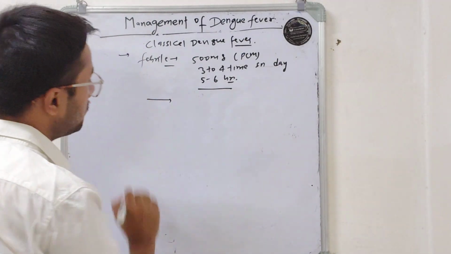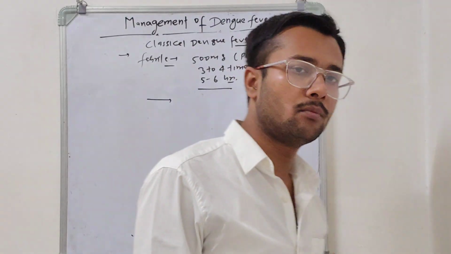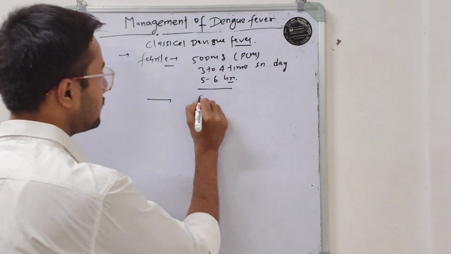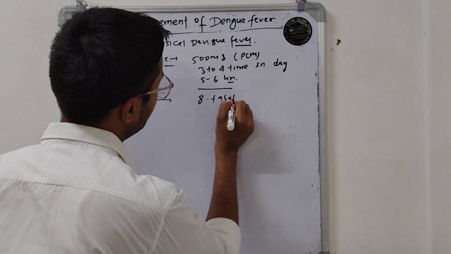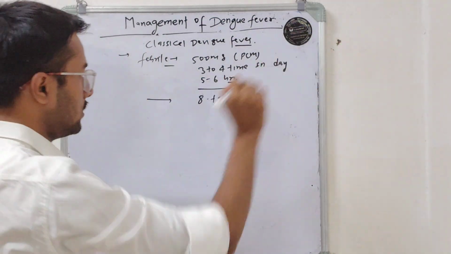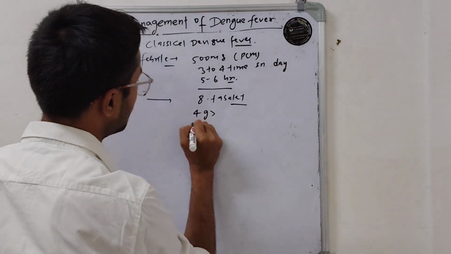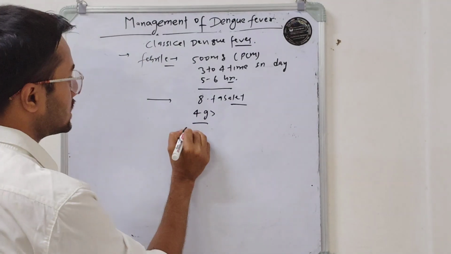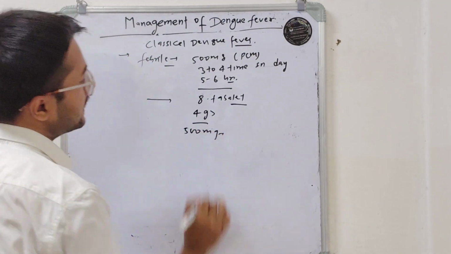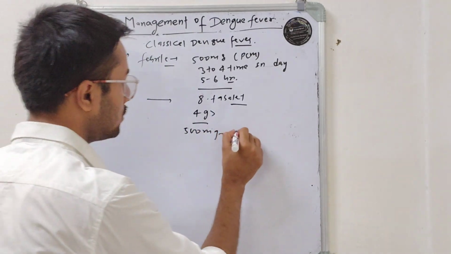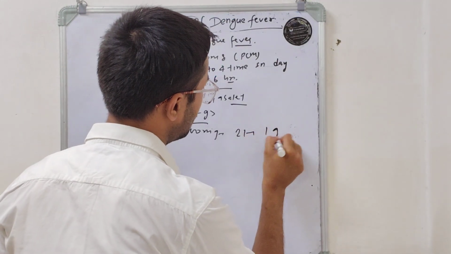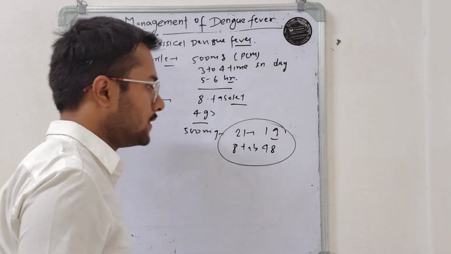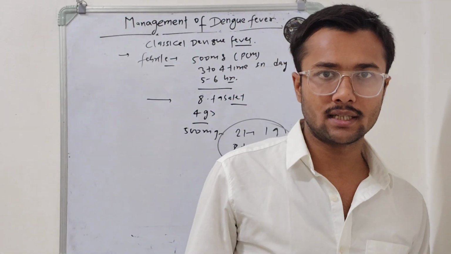So what is the maximum? How many paracetamol tablets can we give a patient at most? We give a maximum of 8 tablets, because beyond 4 grams there is a chance of paracetamol toxicity, and one tablet contains 500 milligrams. So if one tablet contains 500 milligrams, two tablets contain how many grams? 1 gram. So obviously 8 tablets contain 4 grams. So we give a maximum of 8 tablets to a patient.